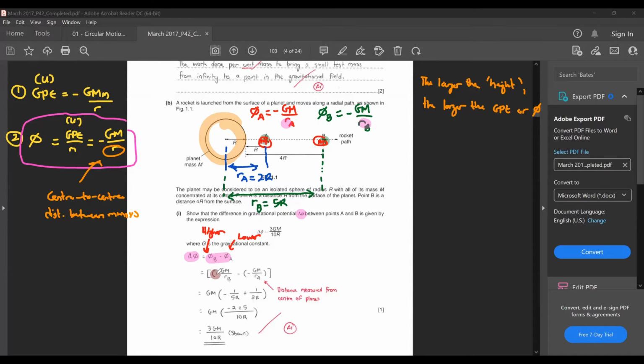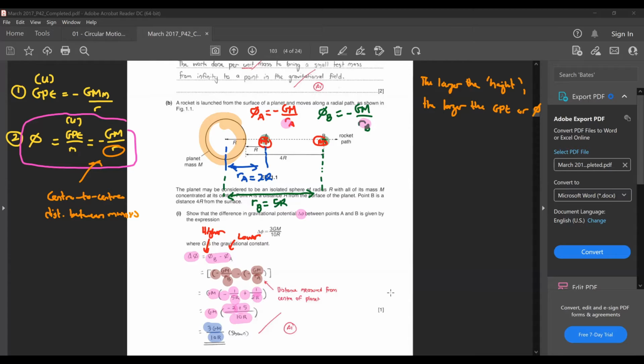So phi B minus phi A is negative GM over RB minus negative GM over RA. Then after that, you know the GM is a common factor. Factorize it out, you get negative 1 over 5R plus 1 over 2R. Then GM becomes negative 2 plus 5 over 10R. And then finally, you will get the final answer as, oh sorry, you will get 3GM over 10R. All right. So this is your answer.